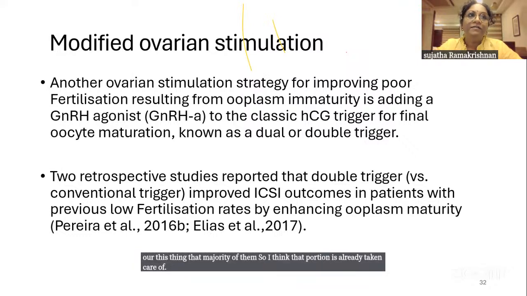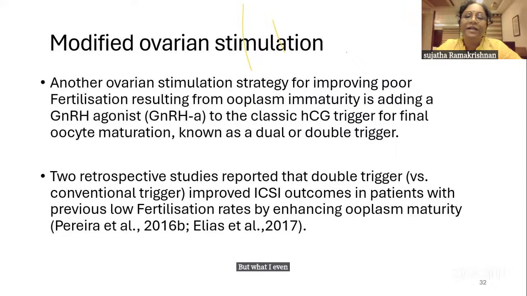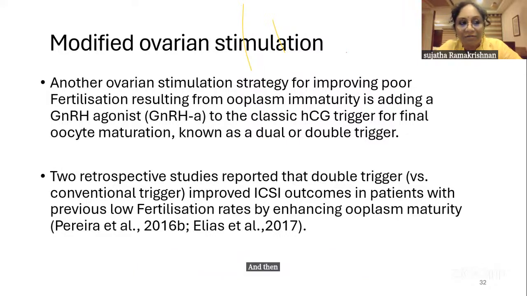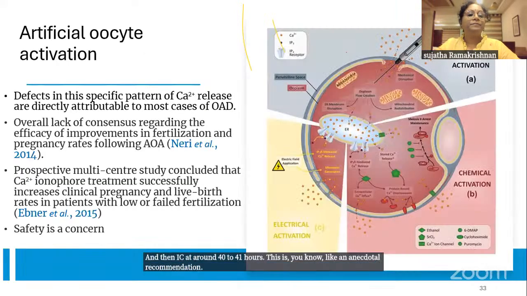But what I tell our people is, when there is an issue with fertilization, if the patient comes for the second cycle, we always allow them to do the denudation closer to 40 hours and then ICSI at around 40 to 41 hours. This is like an anecdotal recommendation.